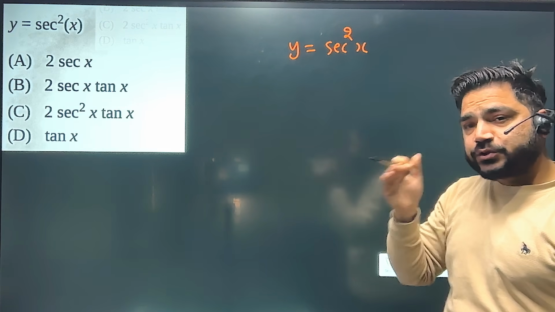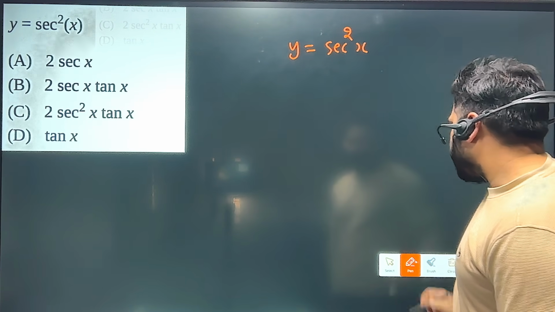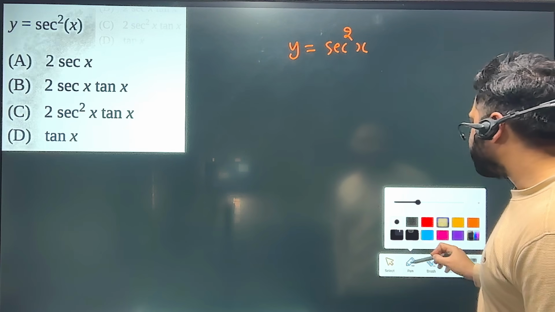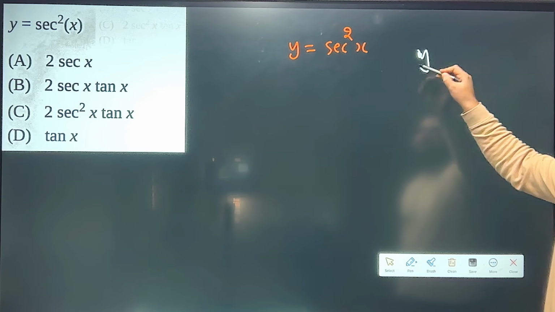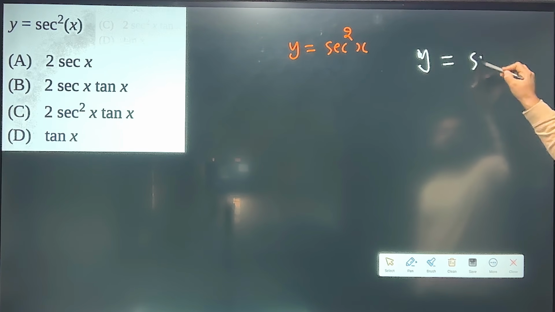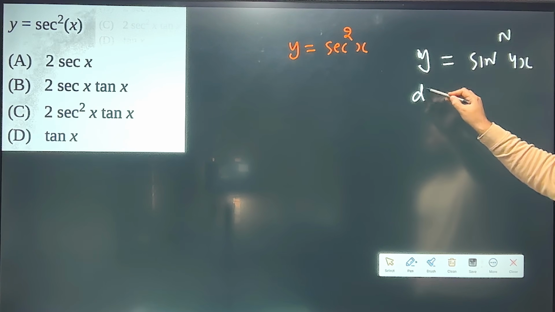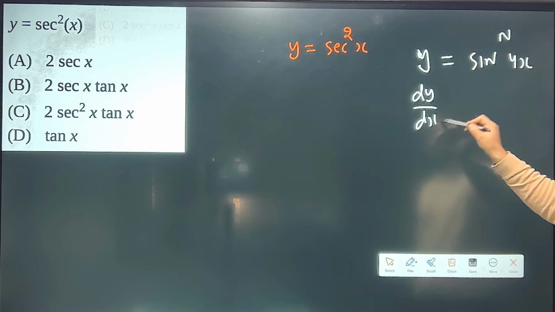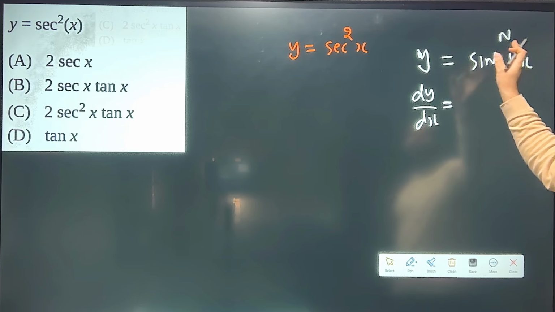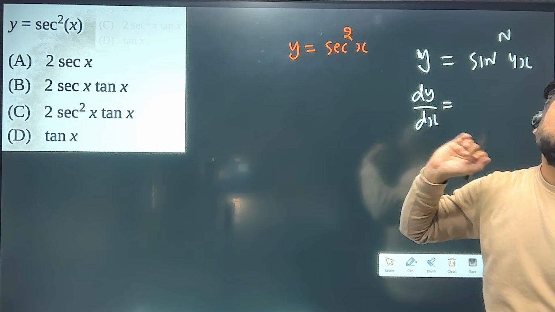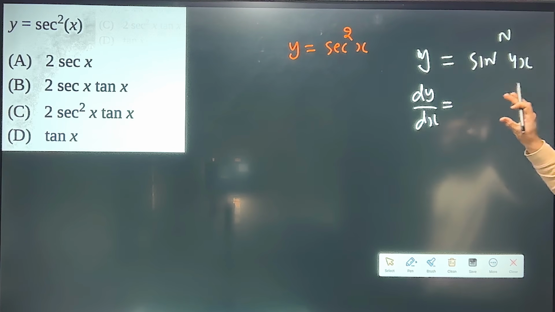See, basically in this question we have two parts. See, let me tell you some basics and then we can go for this. Suppose we have a question y is equal to sine power n, and the angle is 4x. Suppose we need to do its differentiation. So this is the basic approach, and if you know this approach, then you can easily find the answer of this question.